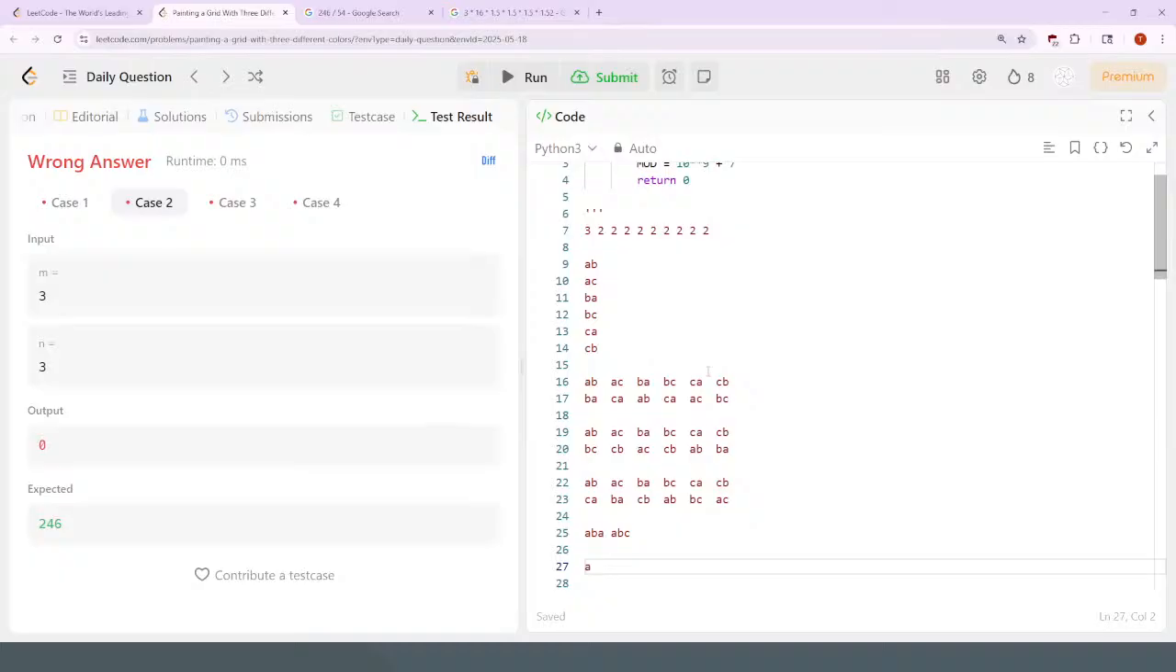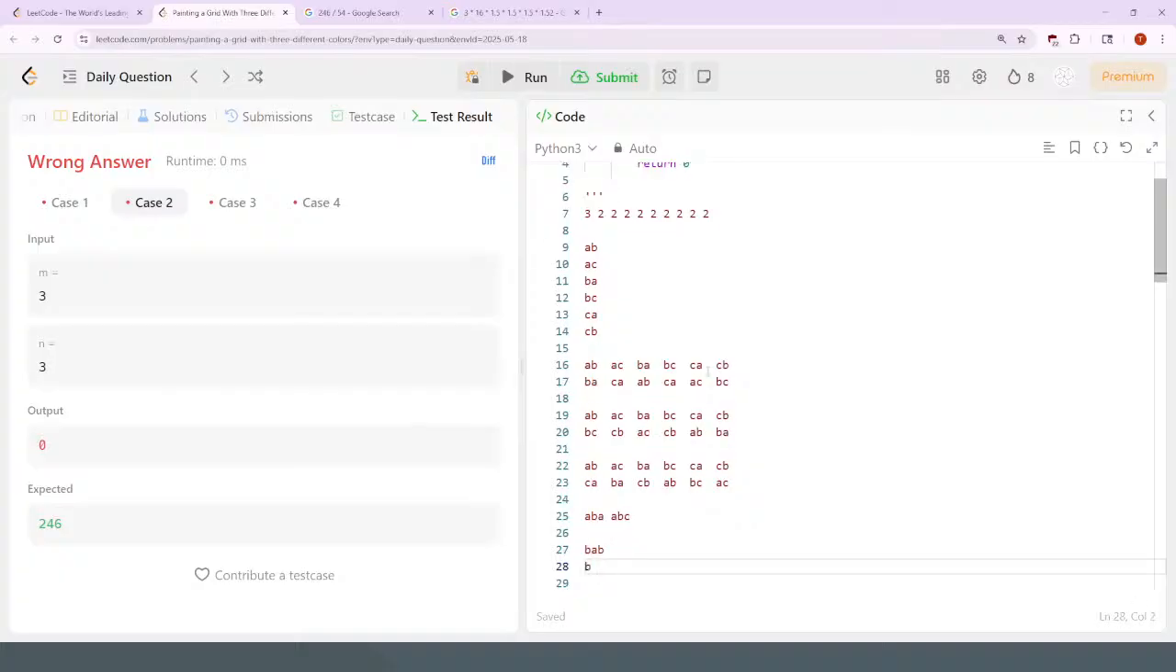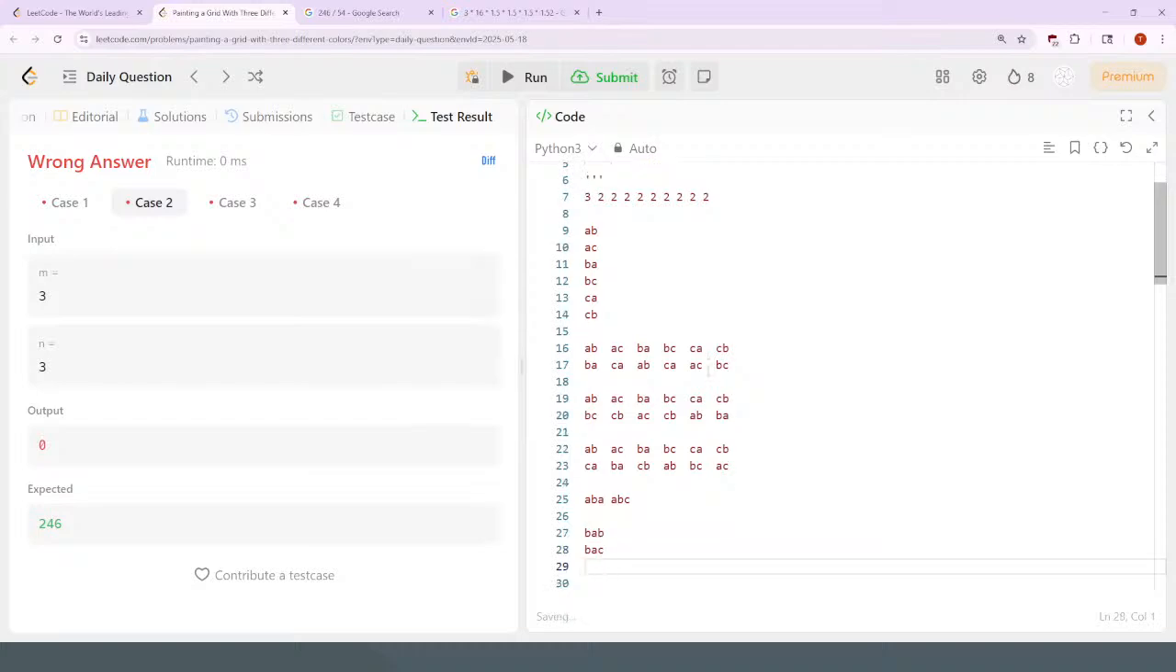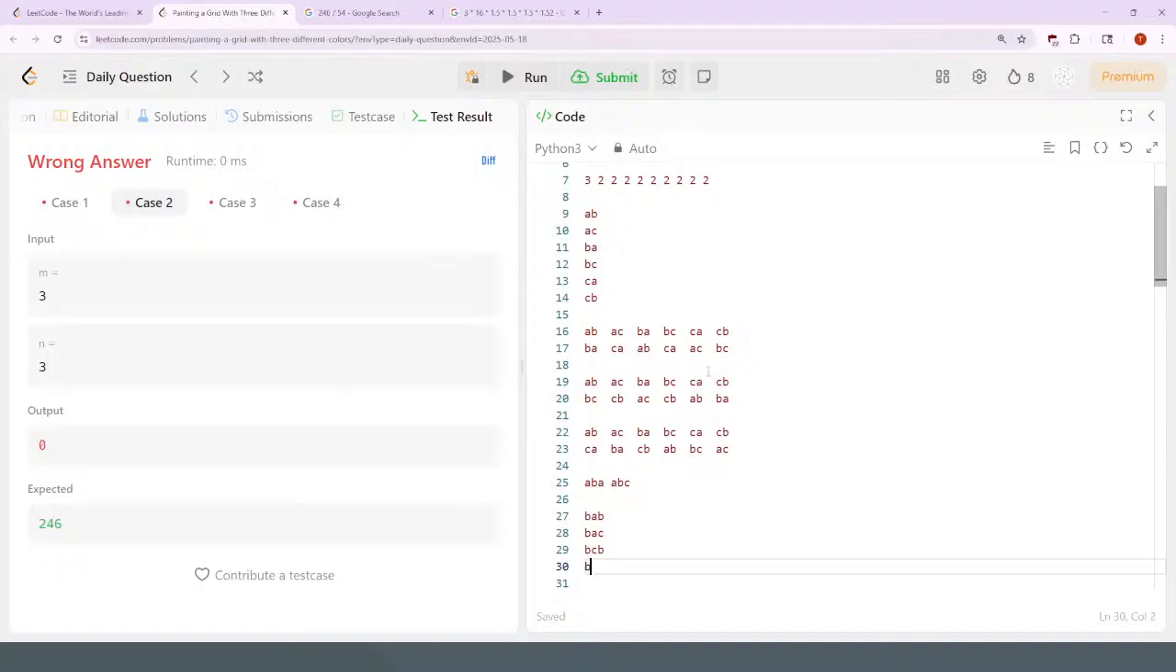Yeah, and this is to be ABC. No, second row is BAB, BAC, BC, BCB, BCB, BCA doesn't work.